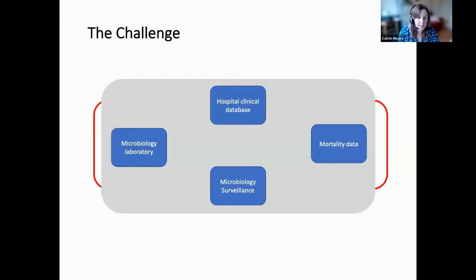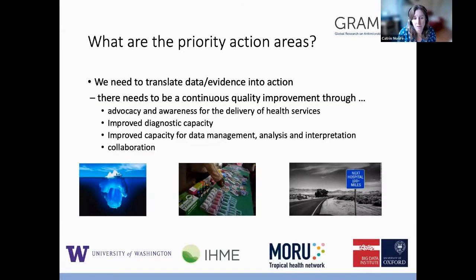What we see in practice is that the data is siloed. So often you have microbiology data in one database, hospital and clinical data in a different database, mortality separate, and then surveillance data separate again. There have been many initiatives, certainly over the pandemic period, where these databases are starting to be linked up. And I think it would be fantastic if we could really make the most of that and bring that into the AMR world.